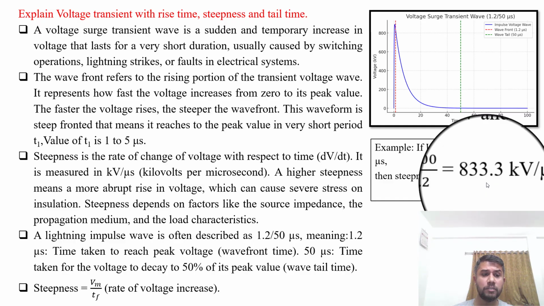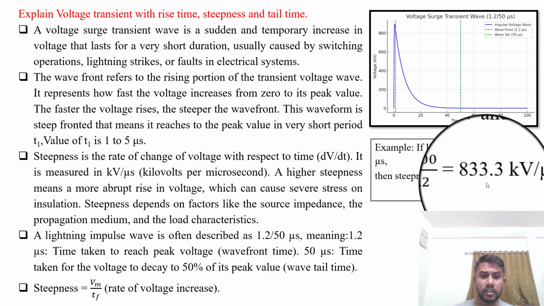A higher steepness means a more abrupt rise in the voltage, which can cause severe stress on the insulation. The steepness depends on factors like source impedance, the propagation medium, and the load characteristics.